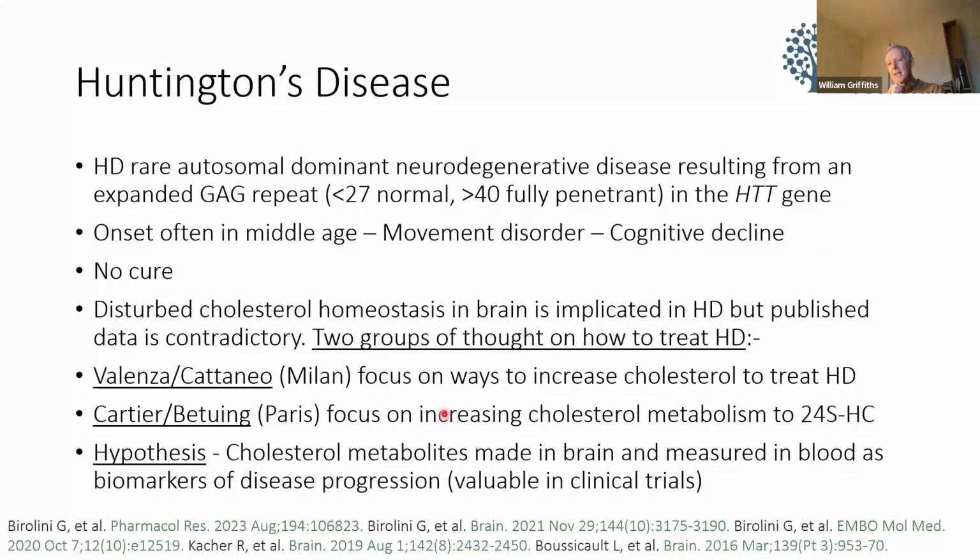Huntington's disease. We came to Huntington's disease from thinking about cholesterol metabolism, and how perhaps cholesterol metabolites could be a biomarker for Huntington's disease, used to monitor its progression, which of course would be very valuable in any clinical trial. Our hypothesis was that a cholesterol metabolite, made in the brain and then exported into the bloodstream, could be a biomarker of the progression of Huntington's disease.